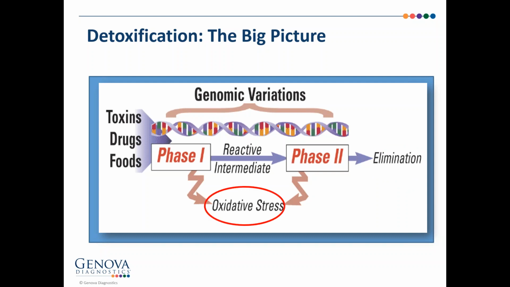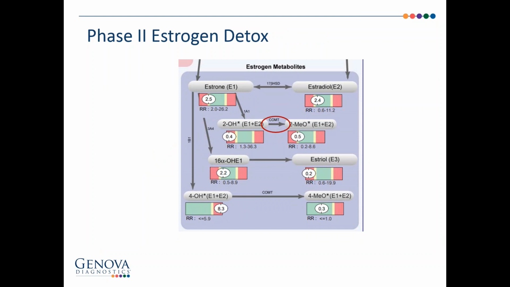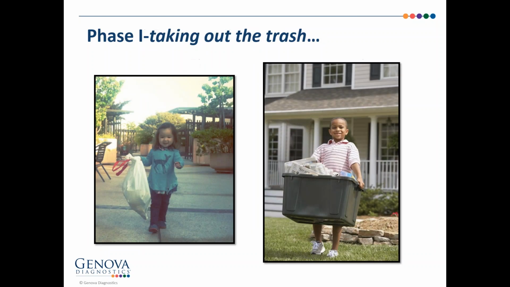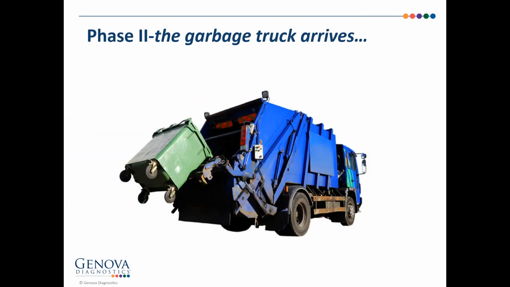So we talked about this in this purple box. These are the phase 1 CYP enzymes. Okay? We talked about phase 2, and here we look at methylation, but we know that there are other ways to detoxify in phase 2. So let's talk about this just for a second, because I think this is another really interesting way to explain this. Phase 1 is taking out the trash. So you got these little kids carrying the trash to the curb. Phase 2, when the garbage truck comes, it takes it away. Yeah? Doesn't that make sense?